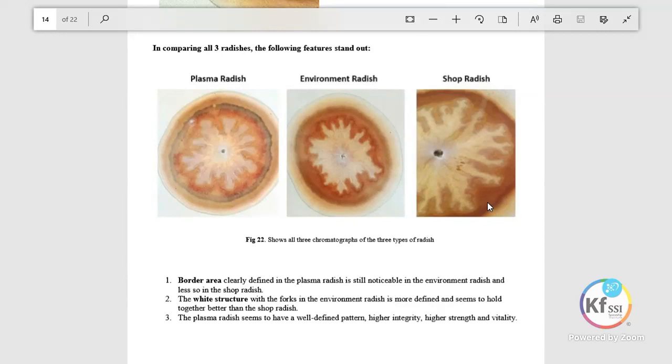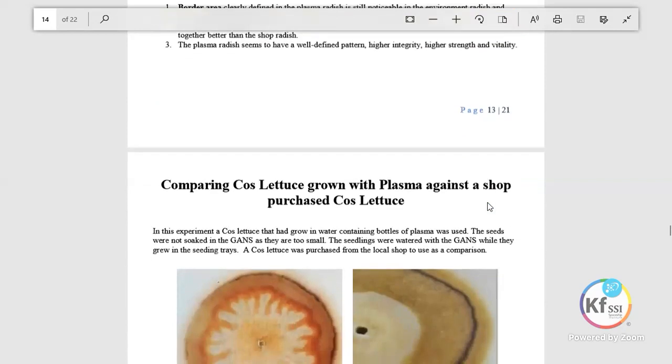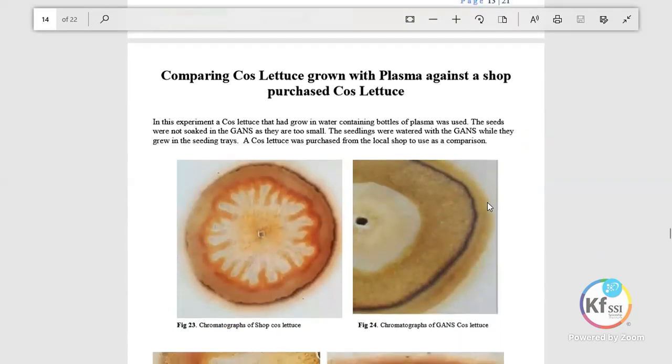So when I look at those three pictures, the plasma radish seems to show very well-defined patterns, of high integrity, high strength, and vitality. Then I did the same thing with a lettuce. I thought, try some other plant. So our lettuce is also grown with a plasma, and again I had to buy another lettuce from the shop.